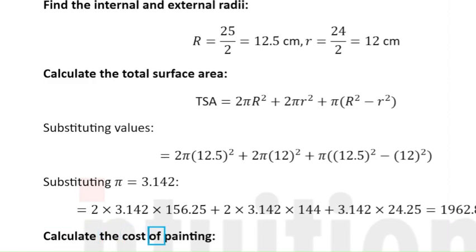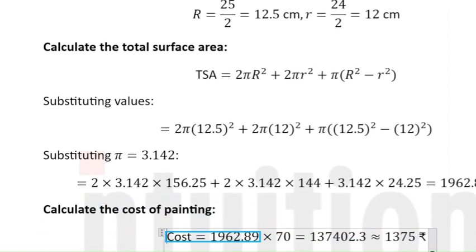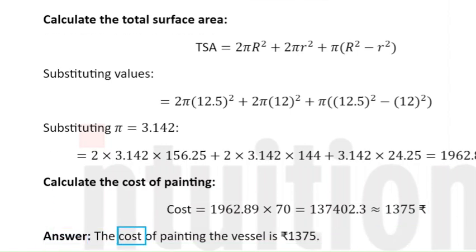Calculate the cost of painting. Cost equals 1962.89 times 70 equals 137,402.3, which is almost equal to 1375 rupees. Answer. The cost of painting the vessel is 1375 rupees.